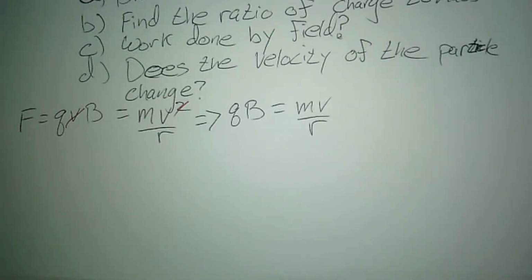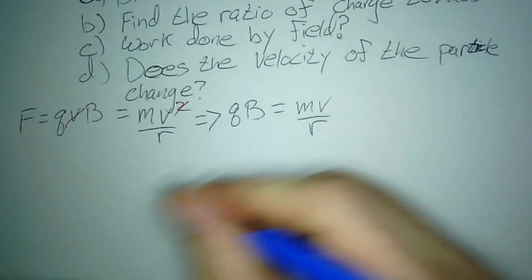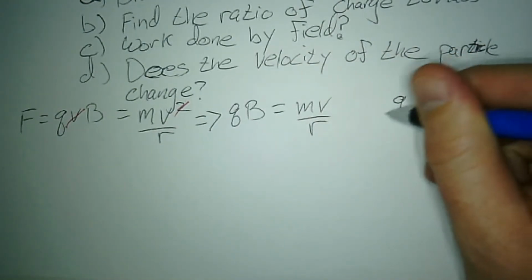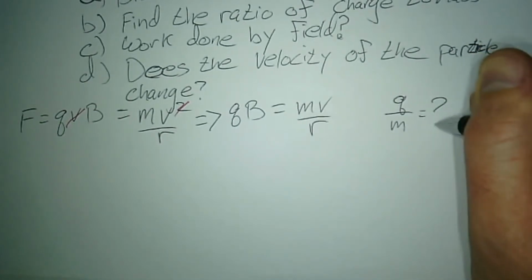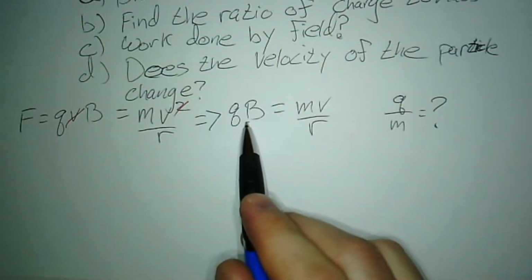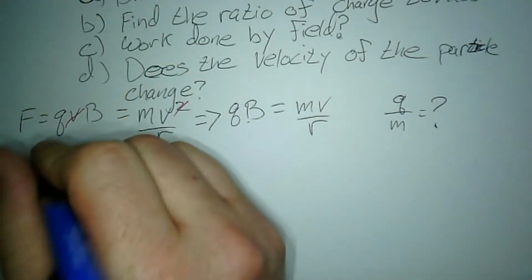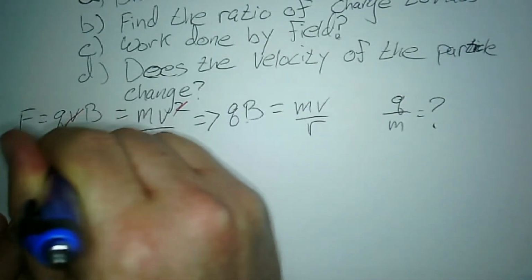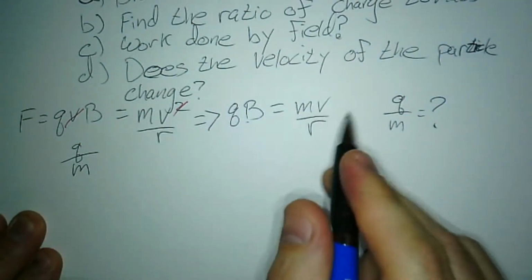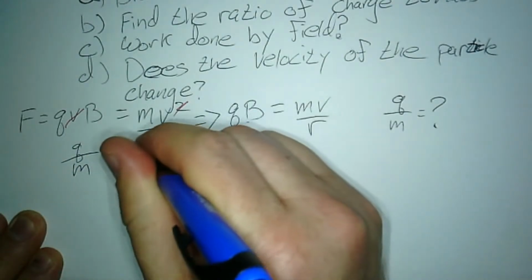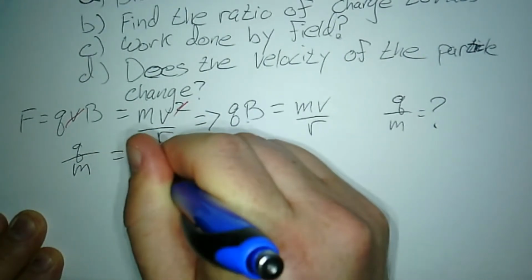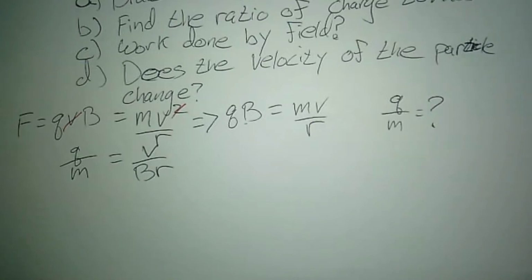So what are we looking for? We're looking for the charge to mass ratio, charge over mass. So I'm going to solve for that. I want to get this B to that side and pull the mass over here. So Q over m is equal to v over Br. And if they gave us numbers, we could put those into a calculator and figure it out.